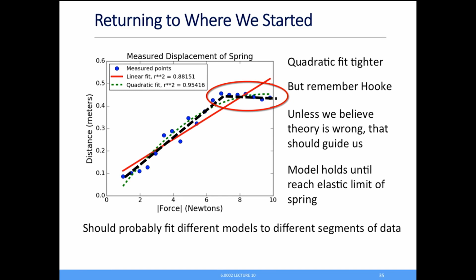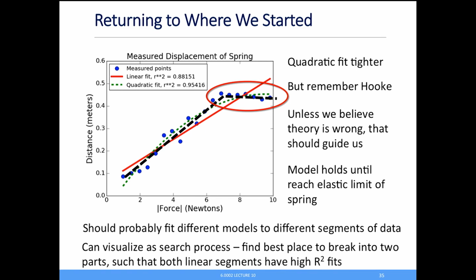How might I find this? Well, you could imagine a little search process in which you try and find where's the best place along here to break the data into two sets, fit linear segments to both, and get really good fits for both examples. And I raise it because that's the kind of thing you've also seen before. You could imagine writing code to do that search to find that good fit.